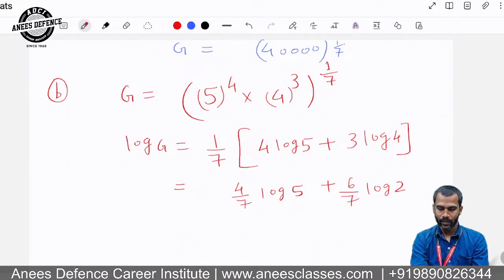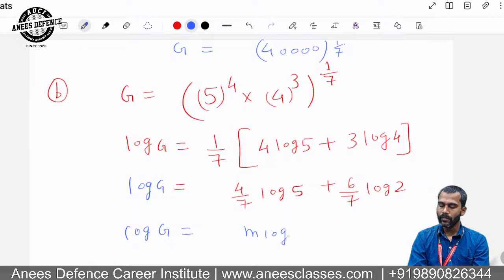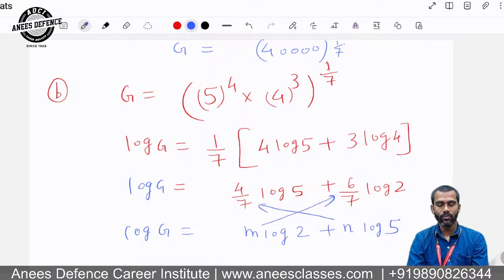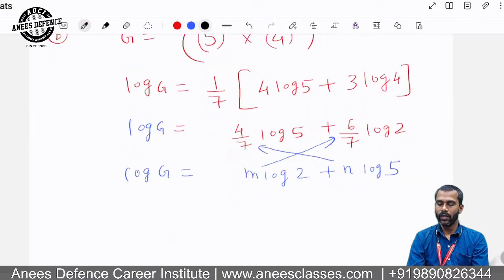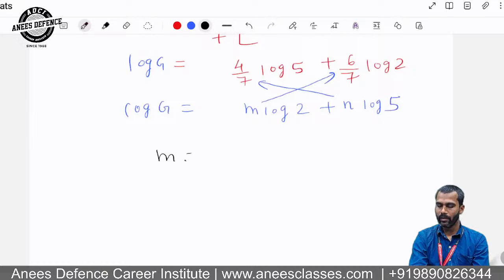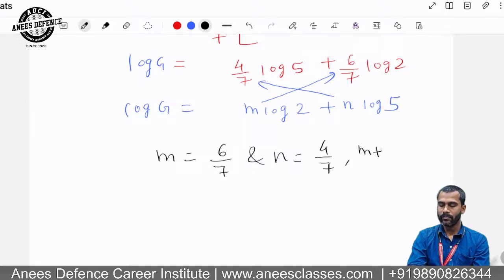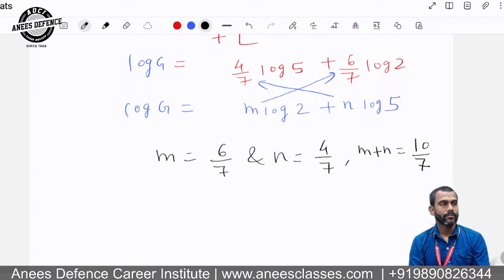Now, what is m? If you compare with log G equal to m log 2 plus n log 5, n is equal to 4 by 7 and m is equal to 6 by 7. We had to find m plus n, that is 10 by 7. Is there any doubt? Shall we move ahead?